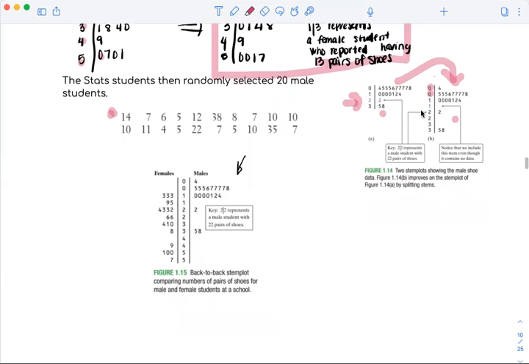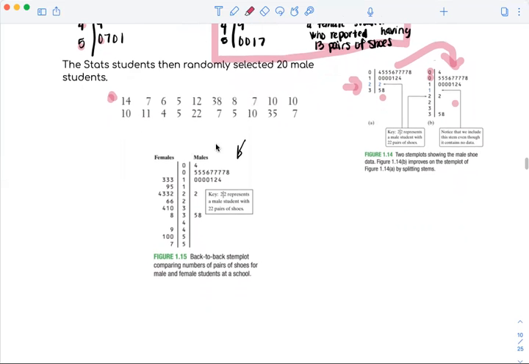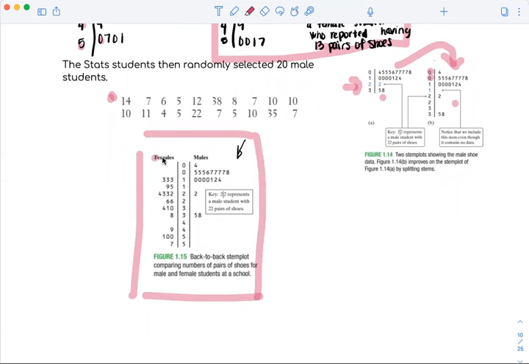And notice how, even though there are places where we don't have data values, we still want to make sure that we write the stem there, because that's how we know if we have gaps in data. So then here is the back-to-back stem plot. They combined the 2. They labeled females on the left side, and they did split up the stems, and they put males on the right side.